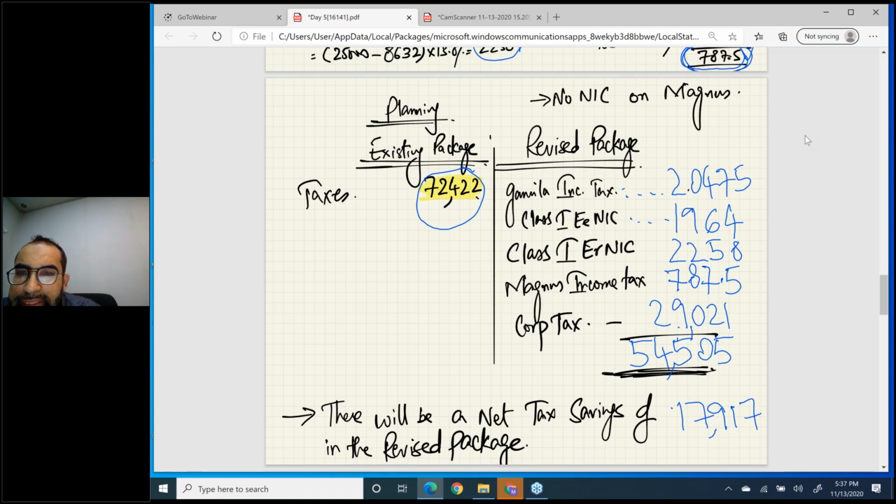It's 787.5. Magnus tax is 787.5. Somebody is saying that the revised packet is 61593. Is this true? Can you guys add it up again? I think it's 54. Please, can you do the calculation for me? Somebody is saying that the revised package is different. 20475. I think it's 5. Please do the calculation again.